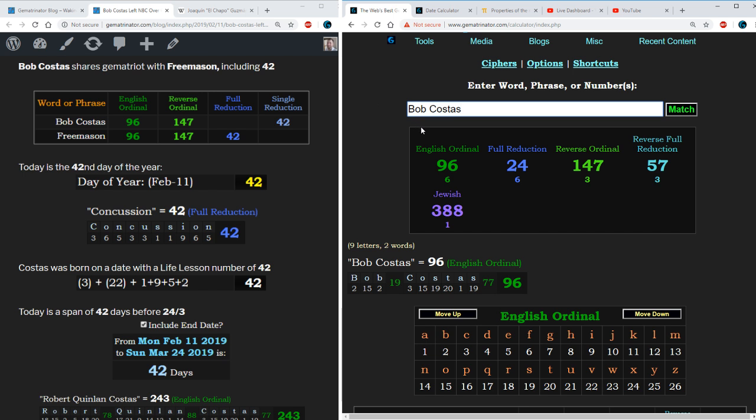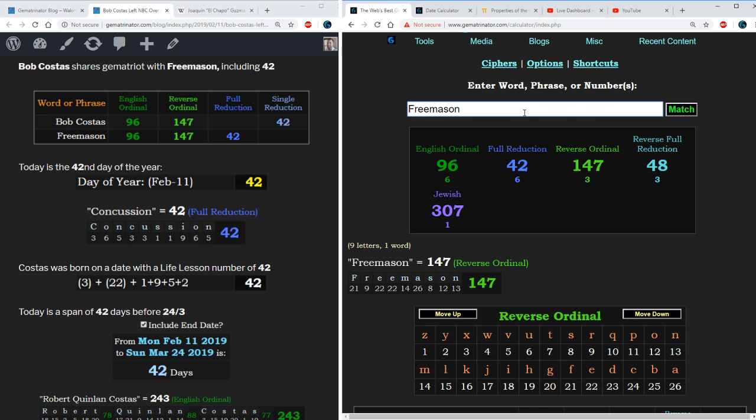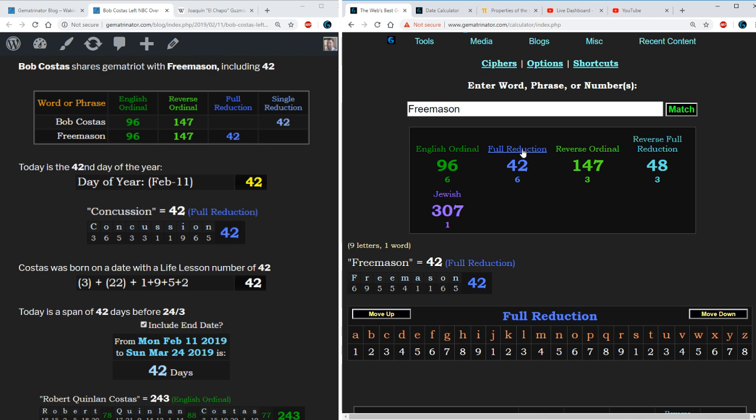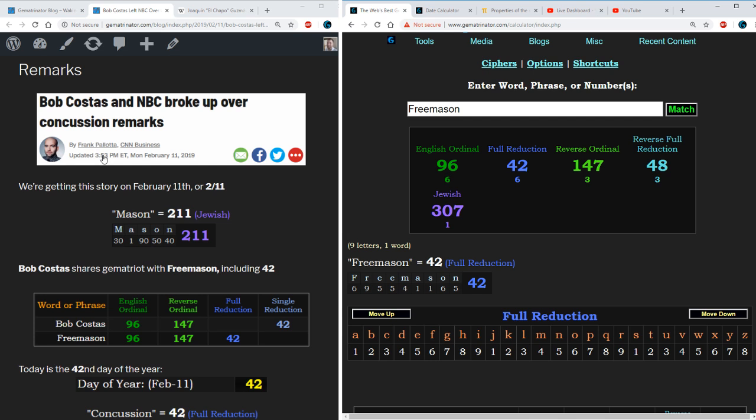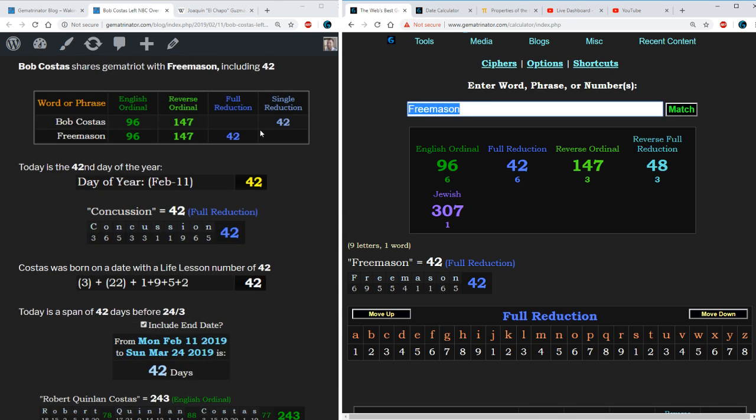In ordinal and reverse, Bob Costas sums to 96 and 147, which is the same as Freemason. And this is interesting because Freemason also sums to 42. And yesterday, February 11th, the date of this news story, was the 42nd day of the year. Bob Costas also sums to 42 with the S exception. His birth date, March 22nd of 1952, has a life lesson number of 42. And in this story, we're talking about his concussion remarks. The word concussion equals 42.